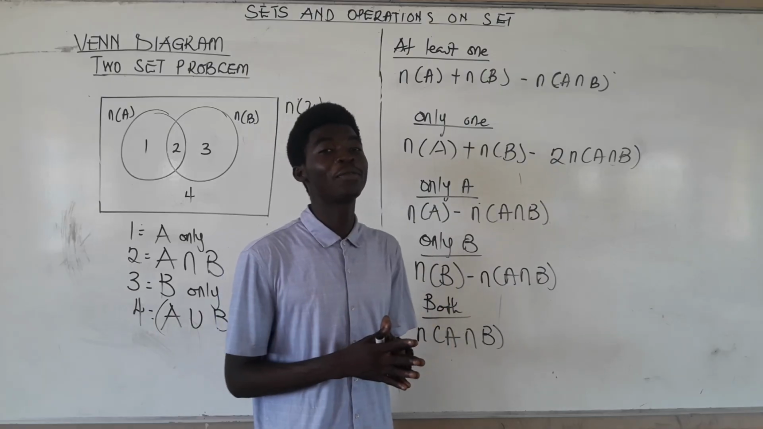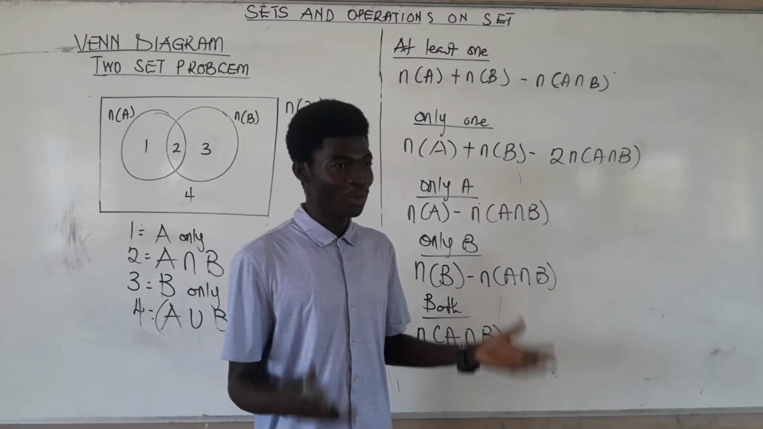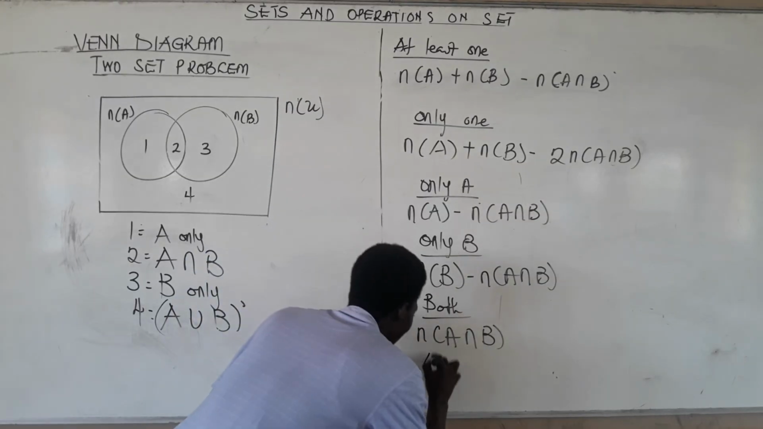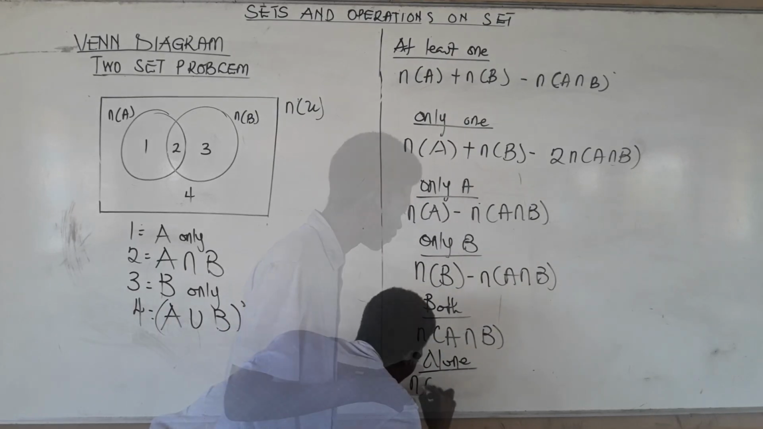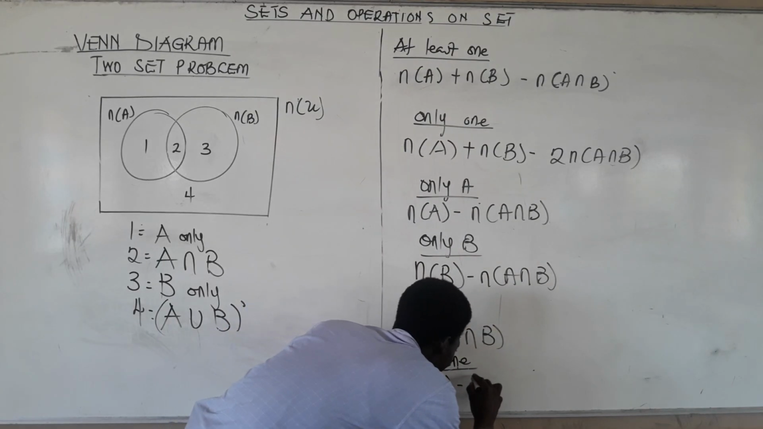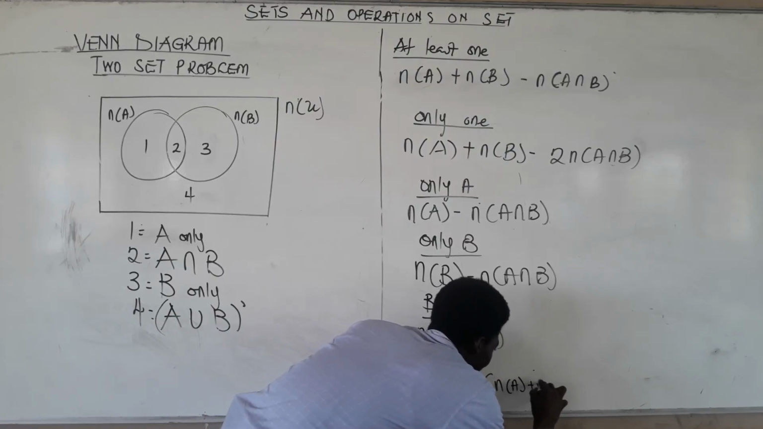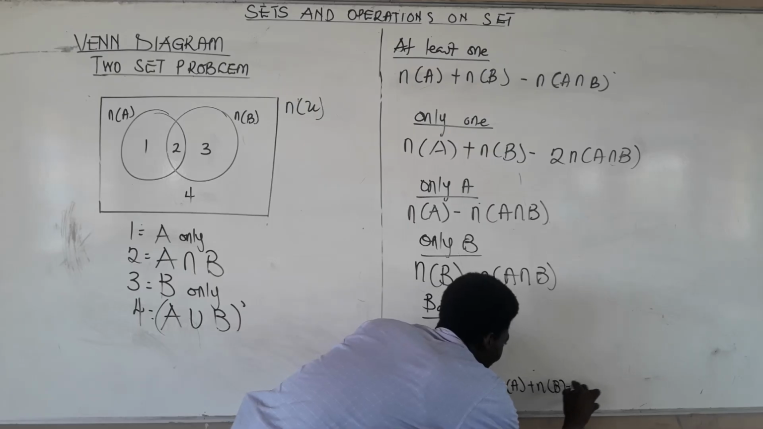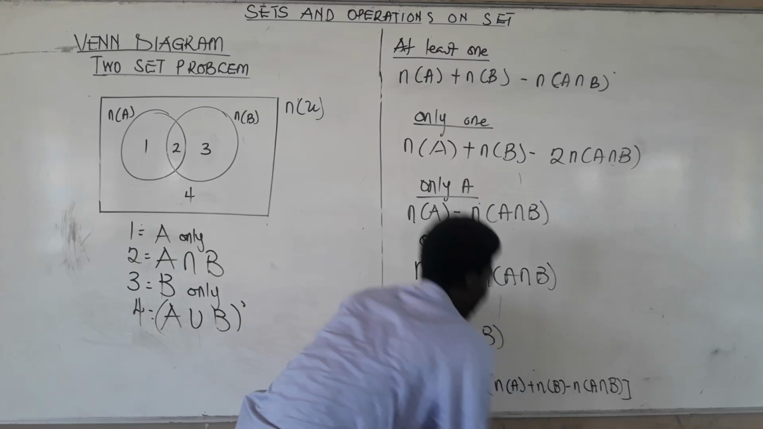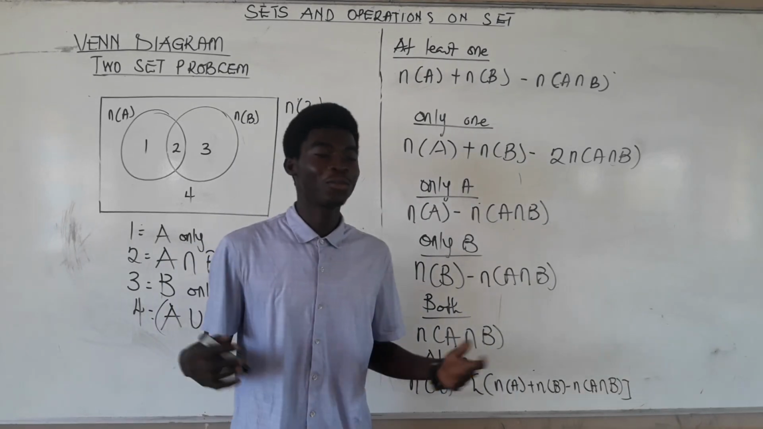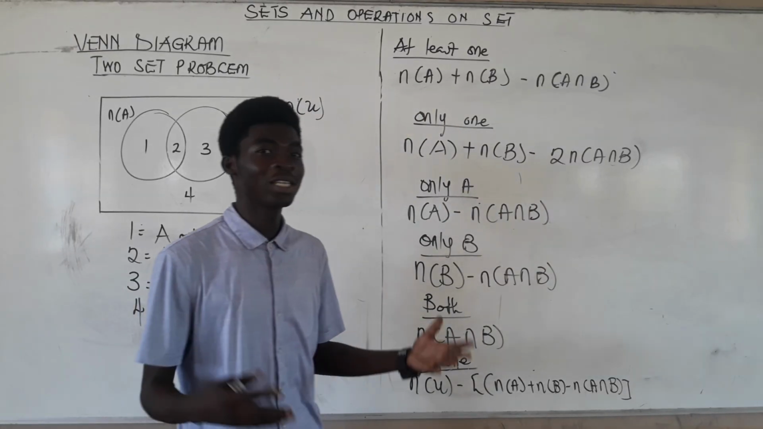So when you've been told to solve for none, so let's say none of these students like mathematics, how do you solve for it? The formula for none is going to be the number of U, which is the universal set, minus number of A plus number of B minus number of A intersection B. And that is how to solve for none. So these are simple formulas you can use moving forward.